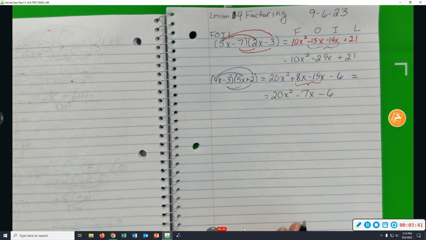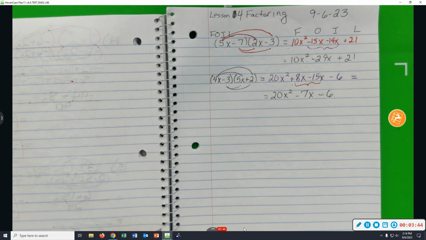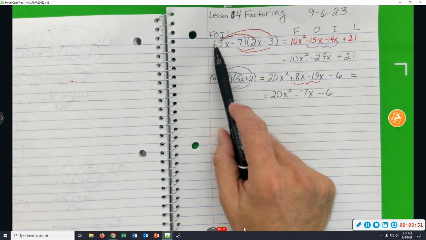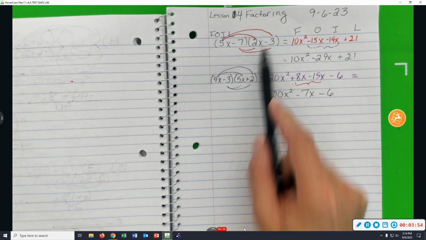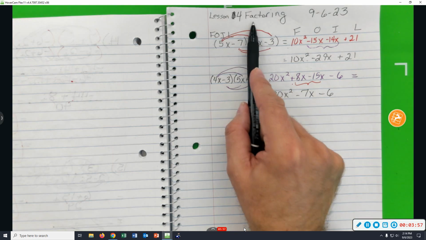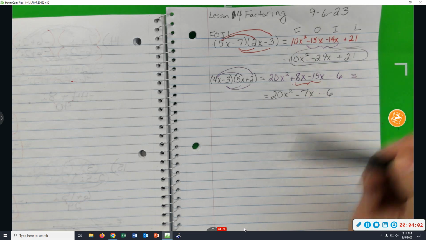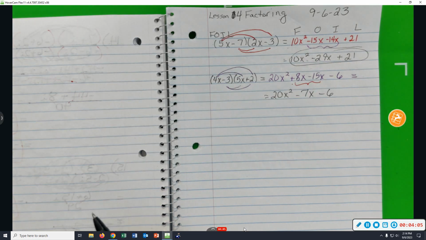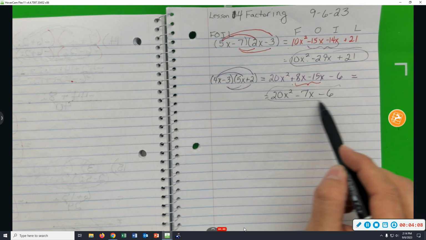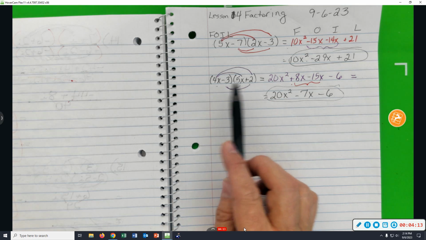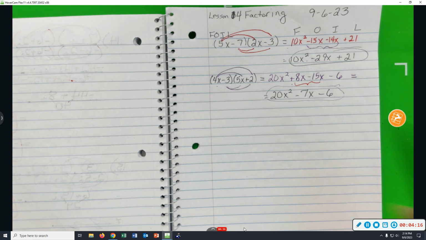In algebra, I'll say this over and over this semester: you always do stuff one way, then you do it in reverse. We were foiling here. What we're going to be doing today, factoring, is going in reverse. Given this final answer, which is called a trinomial, 3 terms, come up with these two binomials. So we're going to be going in sort of reverse FOIL.